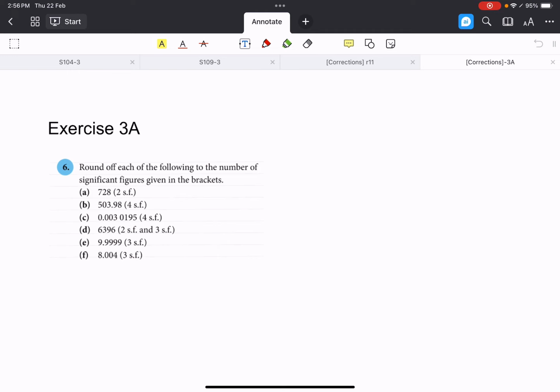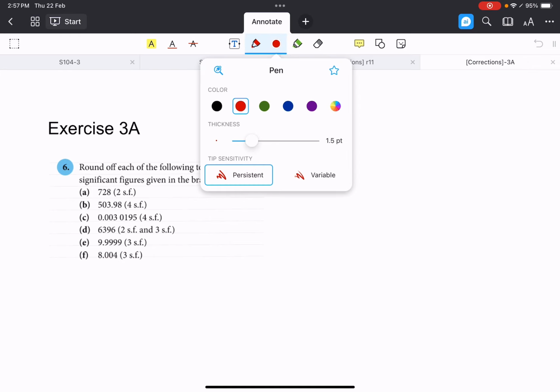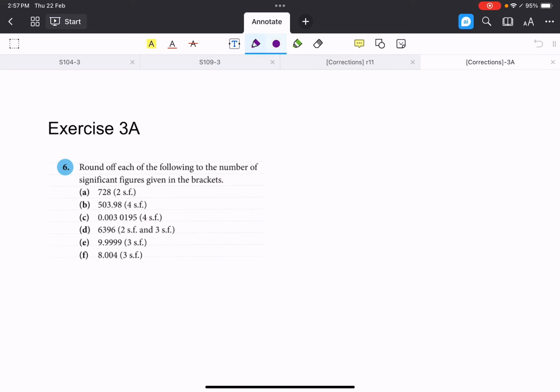Now, the first thing to note is that this is a chapter on approximation, and one very important thing about approximation is that when we round off a number to a certain degree of accuracy, it is necessary to show or let everyone know what the degree of accuracy is. In this case, we are told to round off the following numbers to a certain number of significant figures. After we round off, in our presentation we should always specify the number of significant figures in brackets. Let me show you how it's done.